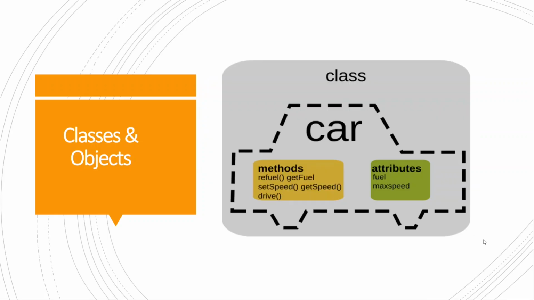Now, say for instance we were to define an actual car class. It may have attributes such as fuel that will keep track of how much fuel our vehicle has. It may have an attribute of max speed, which lets us know how fast the car will go. And it will also have methods which will work on the different state and behavior of our class, such as refuel when our fuel gets low, set speed, get speed, and also drive. So these are just a few of the different methods and attributes that a car class may have.